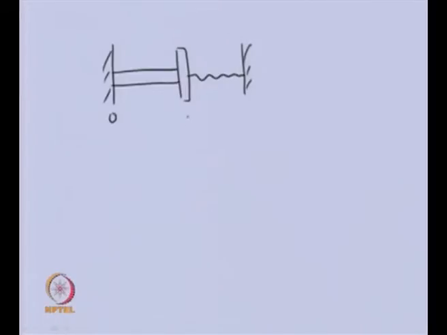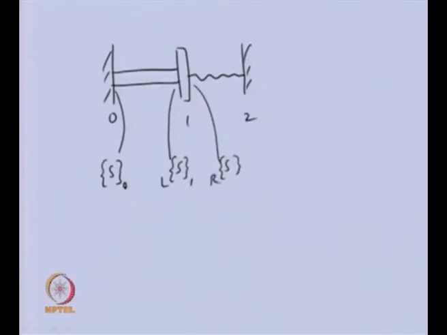So, we have stations 0, 1 and 2. Here I am again repeating, there is a station 0 because there is no disk, so we are not attaching any left and right to this state vector. Here we will have the state vector left of station 1. Here we will have the state vector right of station 1, and this is the state vector at station 2, because there is no disk here, so no left and right will be attached.